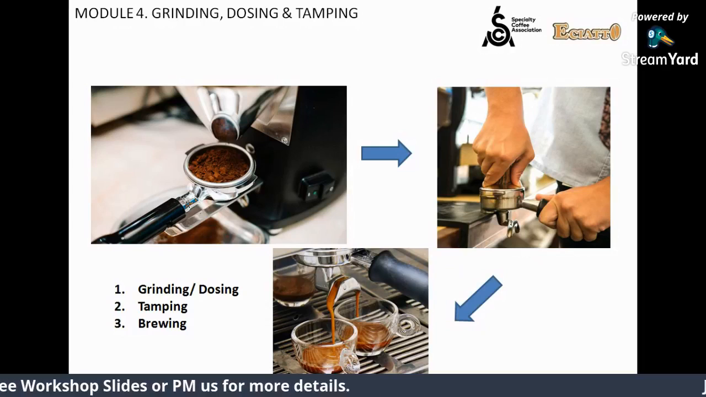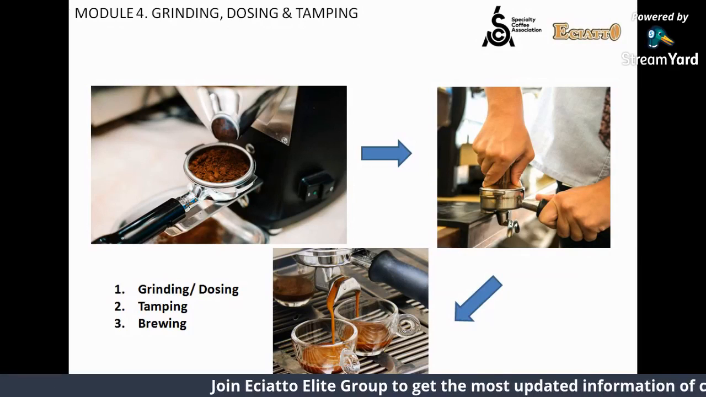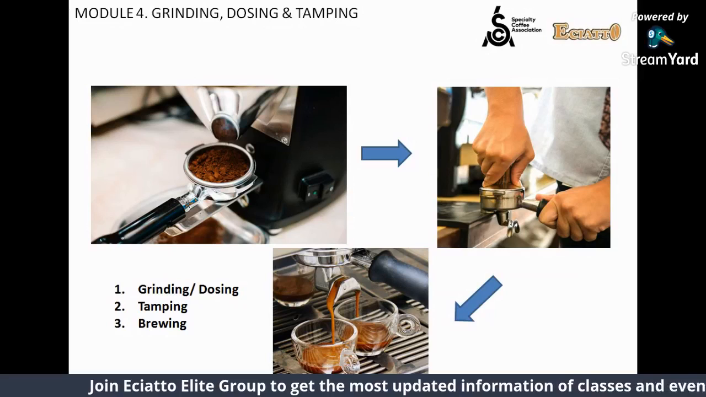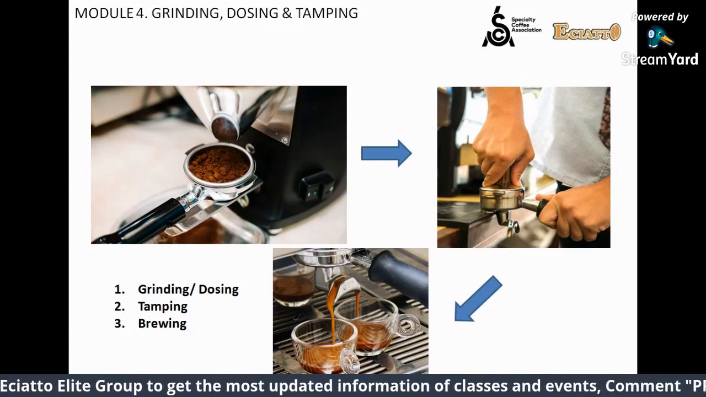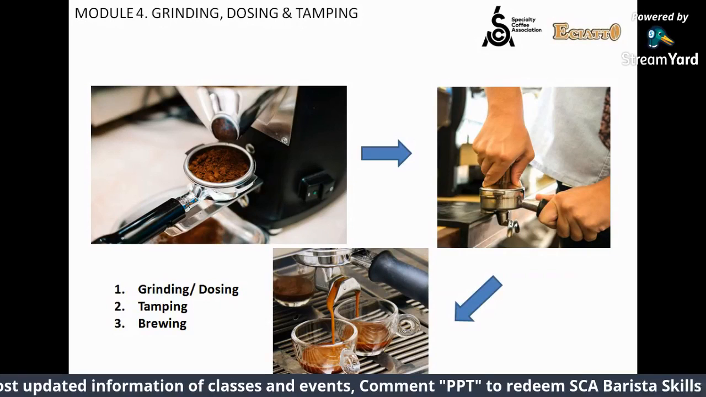You get the correct grind size, you get the correct dose, and you get the tamping and brewing as well. So if you want to have good shots, please make sure that you get these three things done.